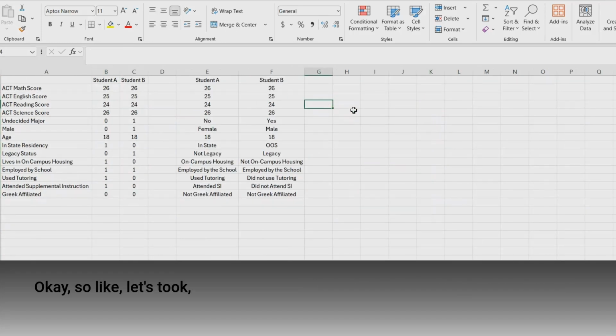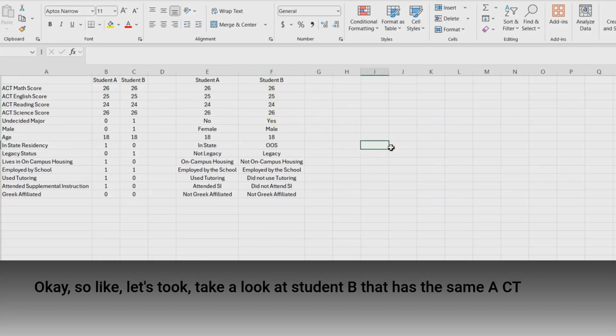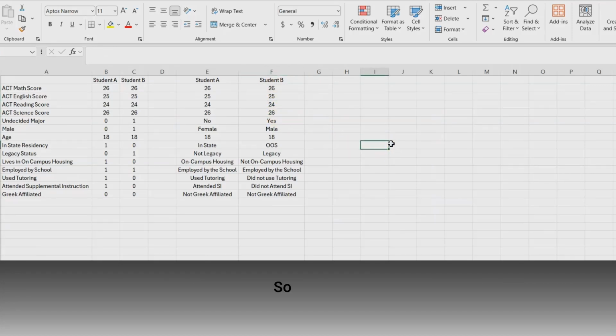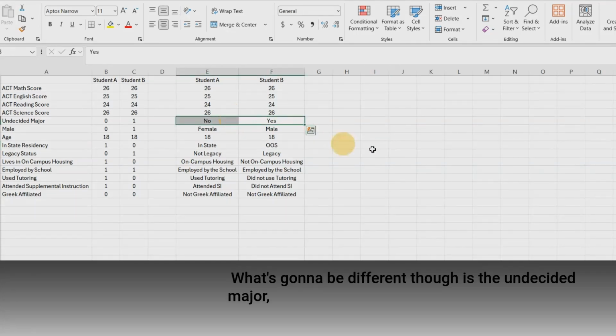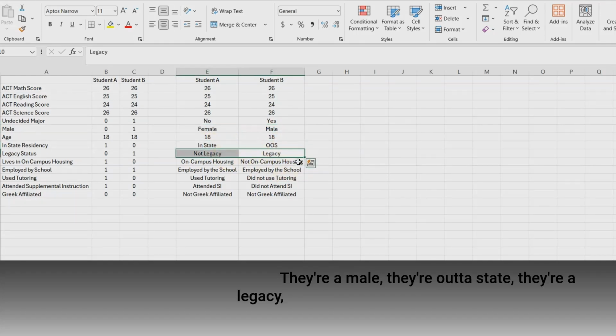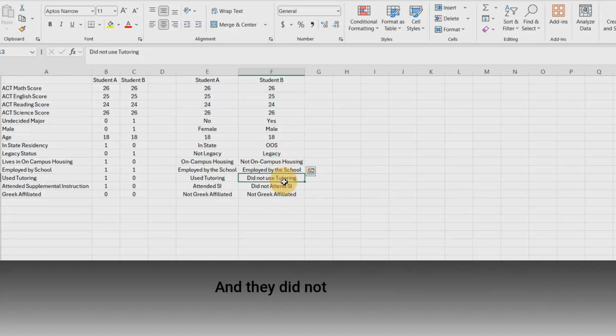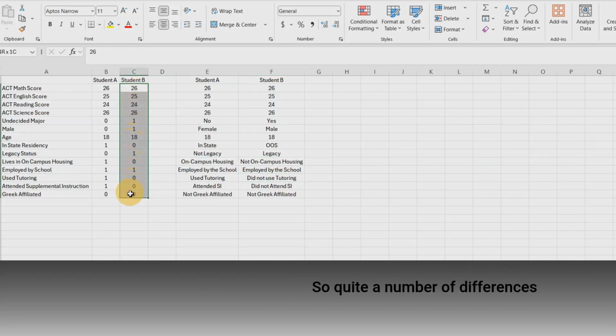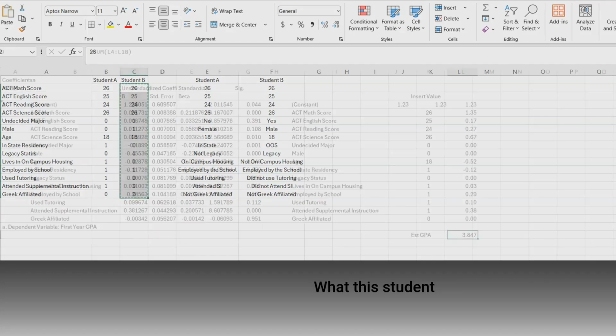Okay, so let's take a look at student B that has the same ACT scores. So academic preparedness is the same. What's going to be different though is the undecided major. We're going to say they're an undecided major. They're a male. They're out of state. They're a legacy, and then they're not living on campus. And they did not use tutoring, and they did not use SI. So those are the core differences. So quite a number of differences here. So let's see what this student populates out to be.